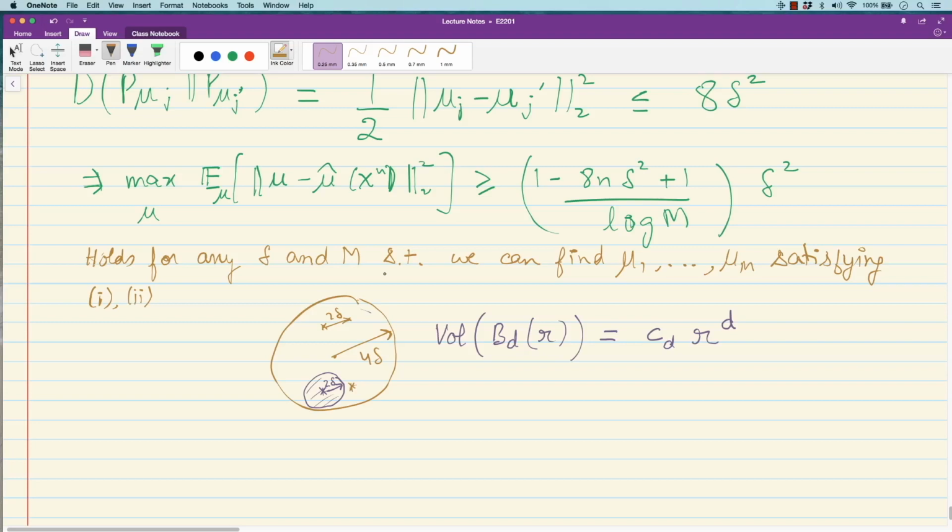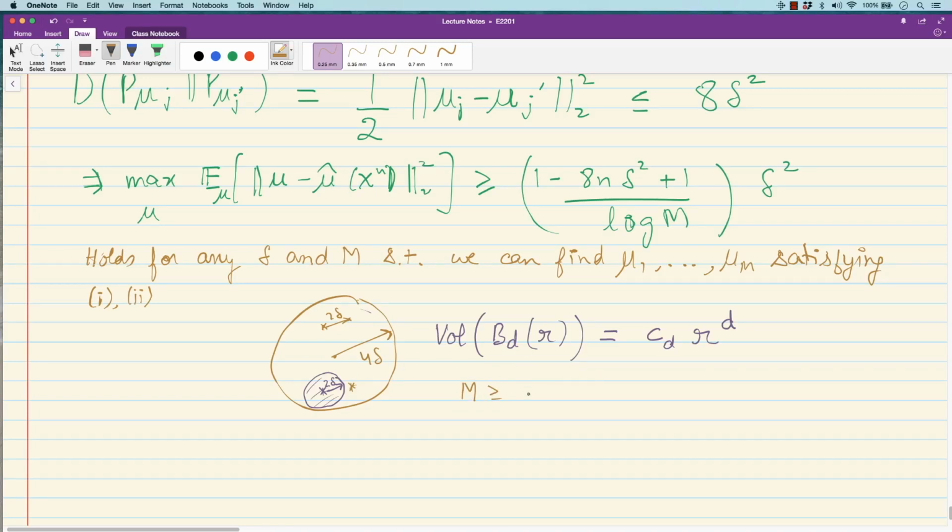So every time we find a point, we remove volume of this much, a ball of this radius. So what is the maximum number of points? How many points can we find? Well, that's the number of points m that we find by this method. This is sometimes also called the Gilbert-Varshamov construction, at least for Hamming ball. But this is a very simple greedy approach to find these points.